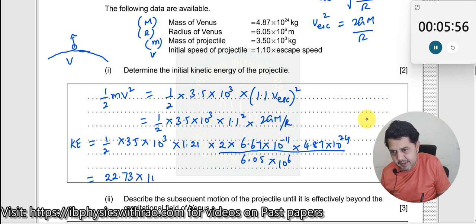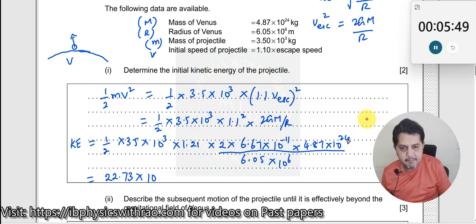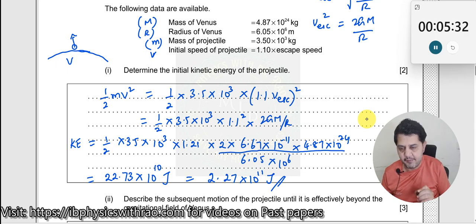22.73 multiplied by 10 to the power of, here you have 3, here you have minus 11, 3 minus 11 should be minus 8, minus 8 plus 24 should be 16, 16 minus 6 should be 10. What is the unit? Kinetic energy, joules. In other words, I can now write this as 2.27 into 10 to the power of 11 joules. Okay, this is the answer. So you have 3 significant figures. I kept it in 3 significant figures, right?